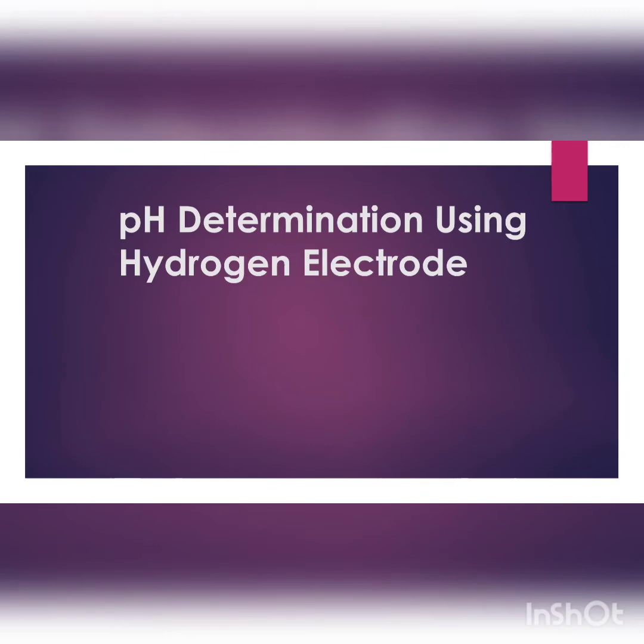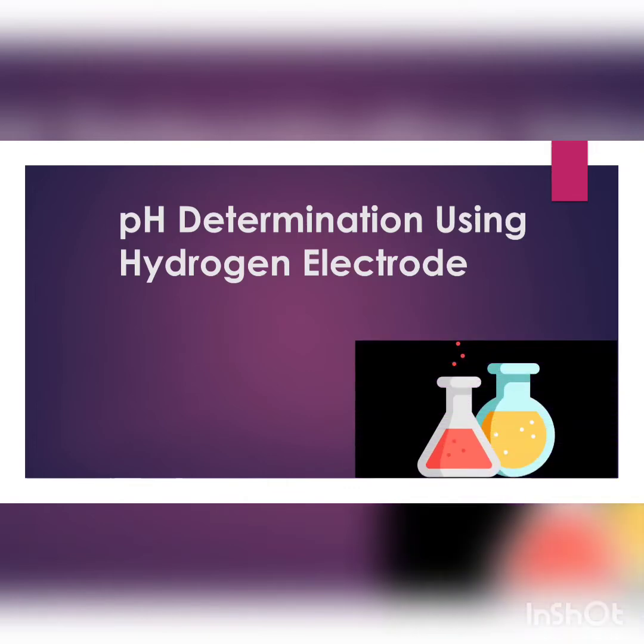Welcome everyone. Today we are going to study the module from electrochemistry, the concept of pH determination using hydrogen electrode. What are the learning outcomes from this module? At the end of this module, we are expected to know about the pH determination using hydrogen electrode.